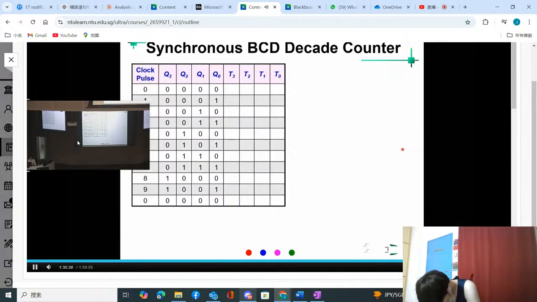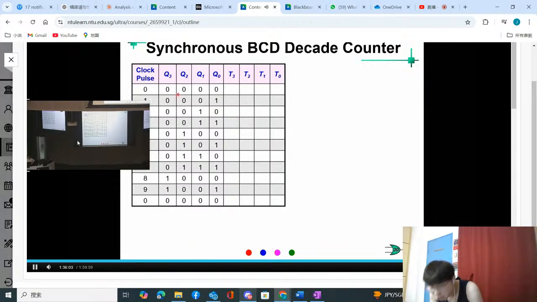So let us look at synchronous. Then how do you design a synchronous BCD decade counter? When you talk about synchronous, remember, go back to what we were talking about, designing the finite state machine. That's the power of synchronous. I can design any sequence because I base it on the state diagram. Asynchronous, you cannot base on a state diagram. So synchronous, I base on the state diagram.